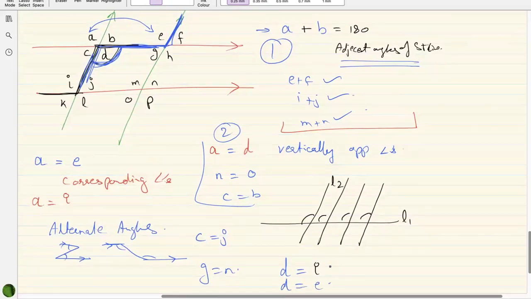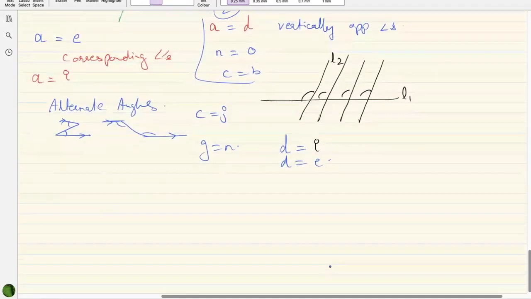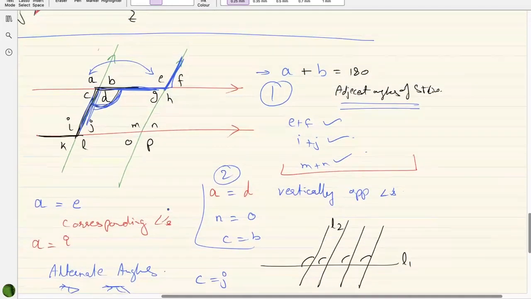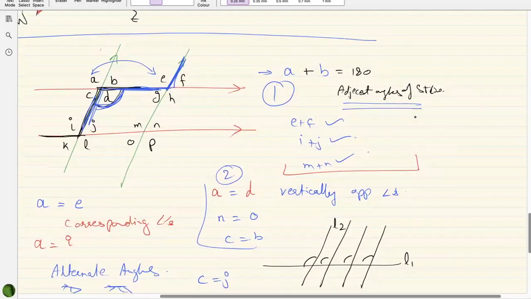So we have adjacent angles, vertically opposite, corresponding and alternate angles. Before I come back to this, when we have parallel lines, these two angles are known as interior angles between parallel lines, and they are supplementary. They add up to 180. For example, H plus N. When we add these two, they are 180. We name them interior angles between parallel lines.